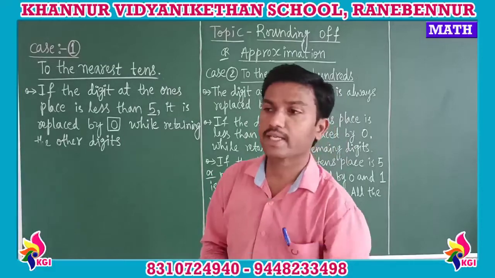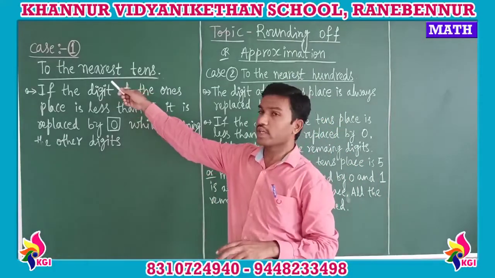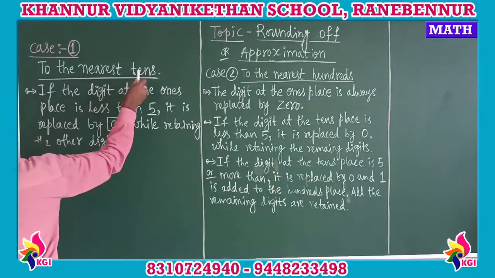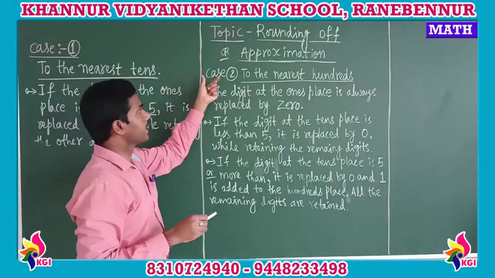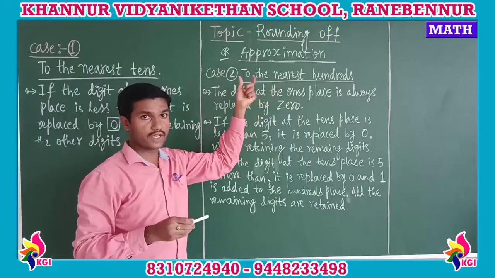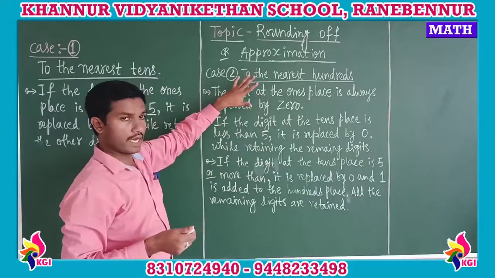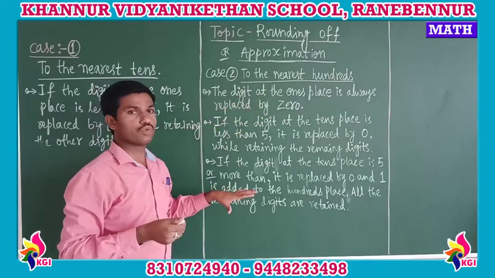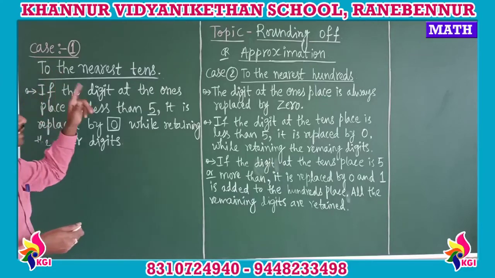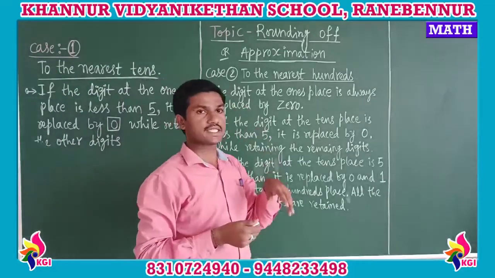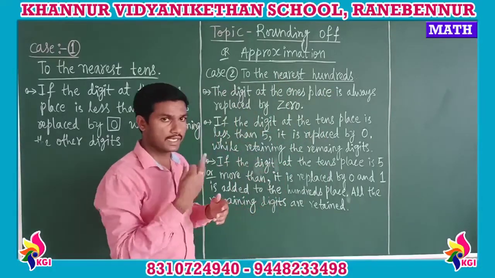Here, my dear kids, there are three cases. The first case is rounding off to the nearest tens, and the second case is to the nearest hundreds. If I tell that number to the nearest hundreds, we will learn this condition through examples later. The third condition, case number 3, is to the nearest thousands. That case we will be discussing later.